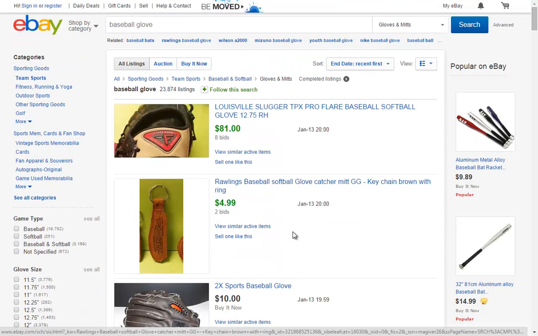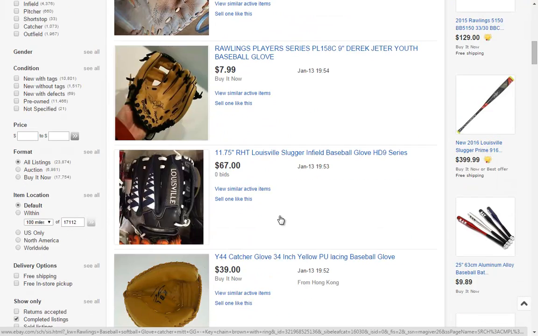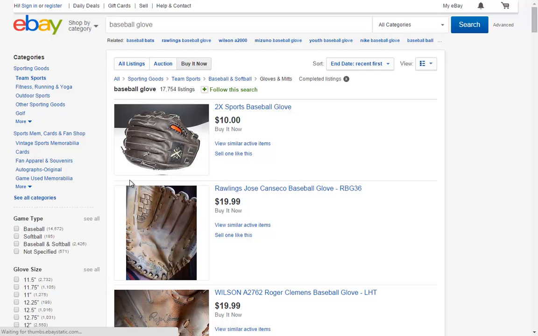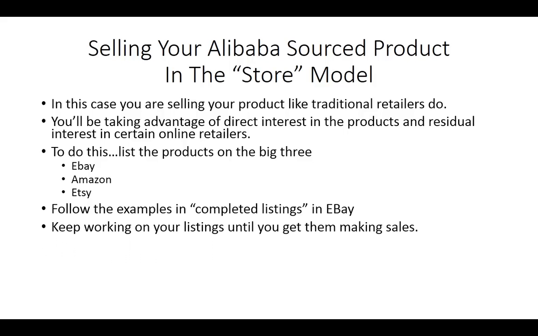In particular, we want to pay attention to products that were buy it now. We don't necessarily want to pay attention to auction listings. We want to pay attention to people who listed their products as store products. Of course, when we do this, we want to keep on looking at and working on our listings until we get them making sales. We want to do the very same thing on Amazon, and we want to do the very same thing on Etsy.